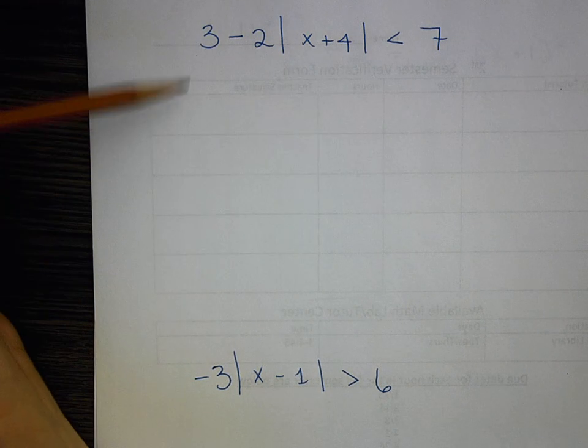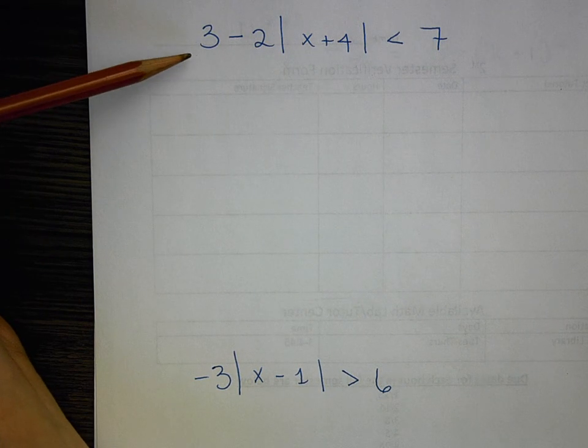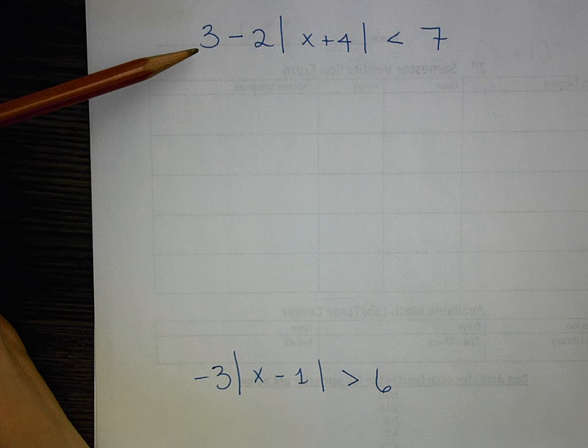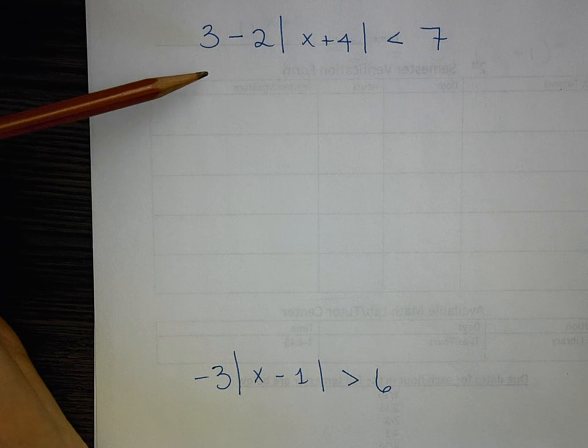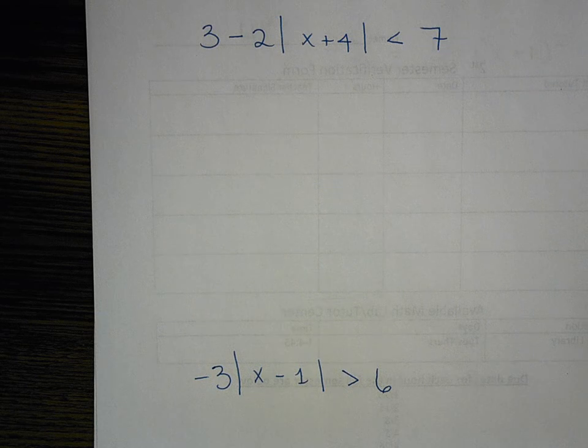The directions on this type of problem would say something along the lines of solve for x and have your final answers in interval notation, perhaps even graph on a number line, but that's what this would essentially ask you to do. So our first step is we always want to isolate the absolute value.